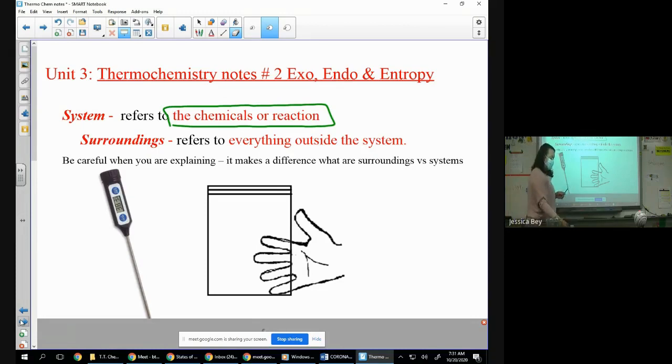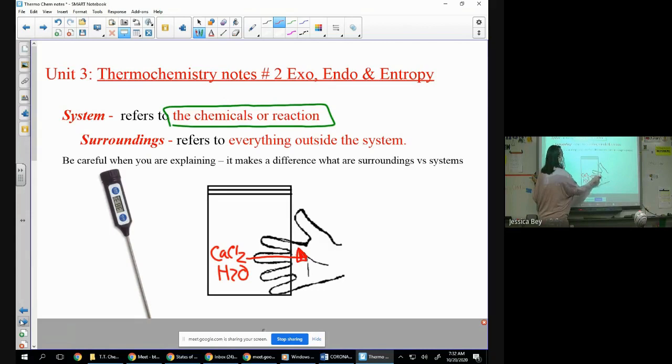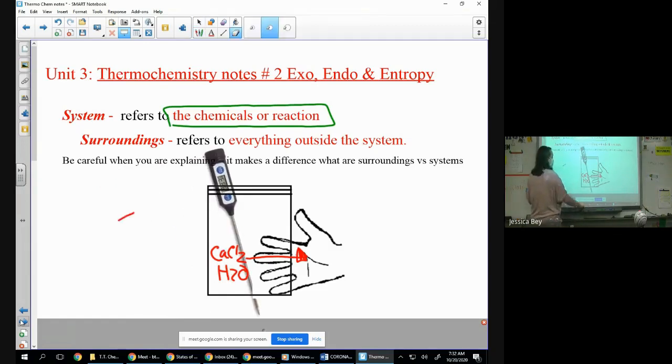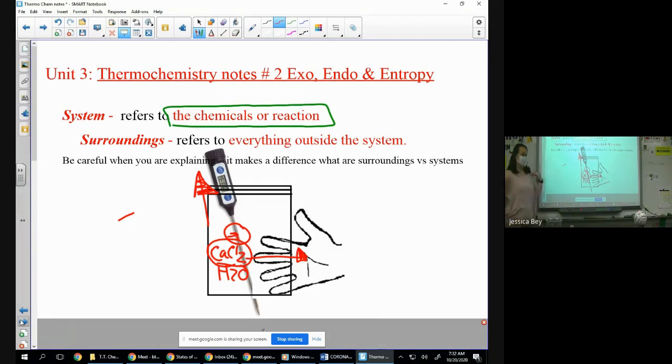Okay, if you were to do a reaction, and we'll do this on Thursday, with calcium chloride in water, it ends up getting very warm. And so what you would see is that energy would leave the reaction and would go into your hand. Or if you put this thermometer inside the beaker, the energy would leave the reaction and go and hit the thermometer and heat the thermometer up, and the temperature would go up.